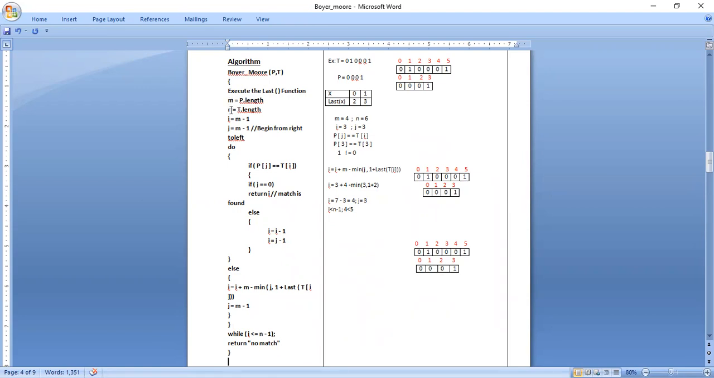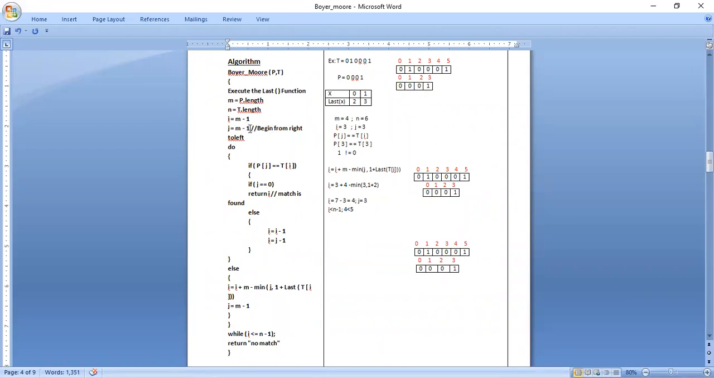Then we find the m and n values. What is m? It is the length of the pattern, stored in the variable m, and the length of the text is stored in the variable n. We need two variables, i and j, so that we can shift our pattern and check it against the text. i is for checking in the text, and j is within the pattern.